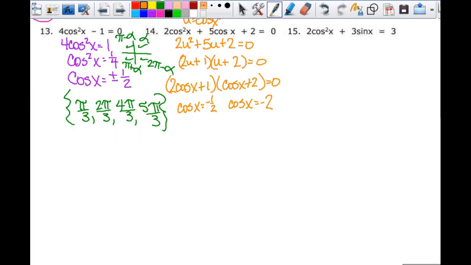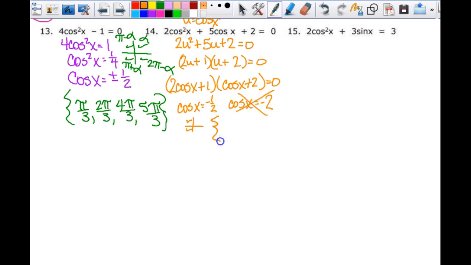So to look at this one right here, cosine is negative in these two quadrants right here. So I'm going to get 2 answers from this. Here, cosine of x being negative 2, cosine of x can't be negative 2. The least it could be is negative 1, so this is an extraneous answer, doesn't even get me anything.